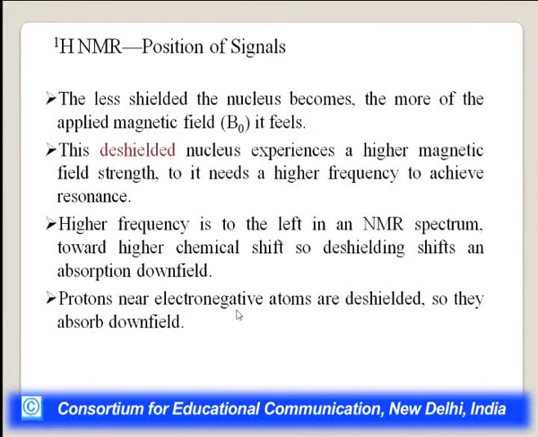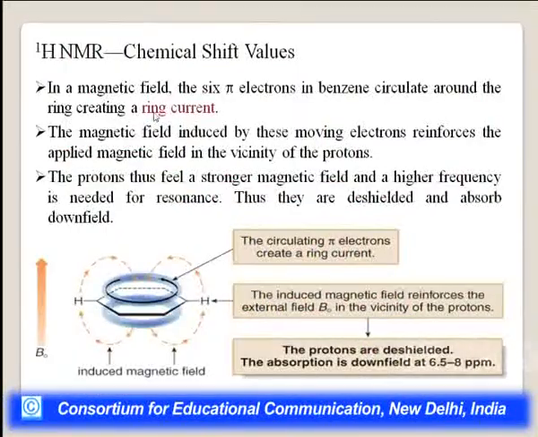Protons near electronegative atoms, we should keep in mind, are de-shielded because an electronegative atom withdraws electrons towards itself. So they absorb downfield. In a magnetic field, if we are discussing benzene, the 6 pi electrons in benzene circulate around the ring, creating a ring current, and you can see what kind of ring current is there.